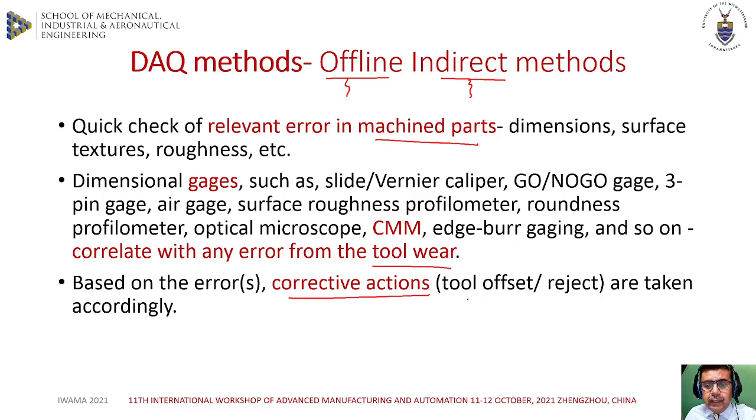Corrective actions could be making adjustments in the tool offset. So this is the indirect method, and an offline method also. So it's a time consuming method, so not recommended for tool condition monitoring systems.